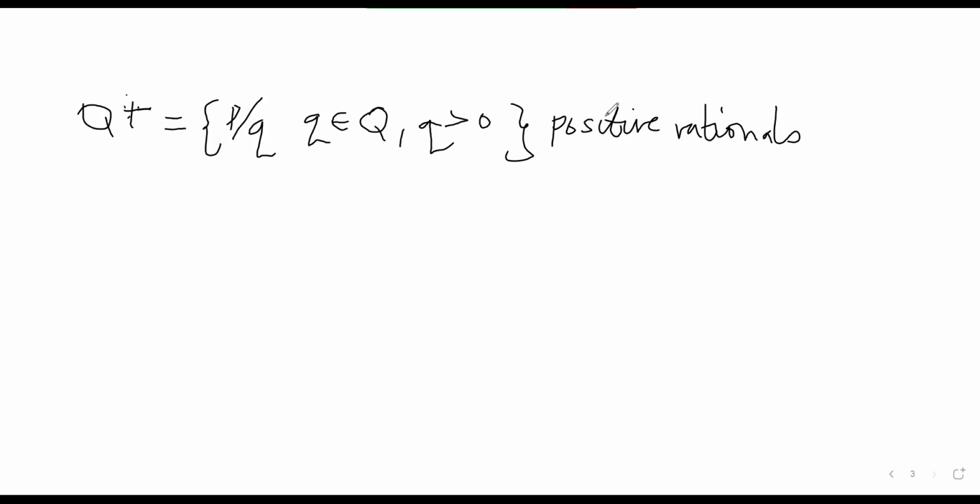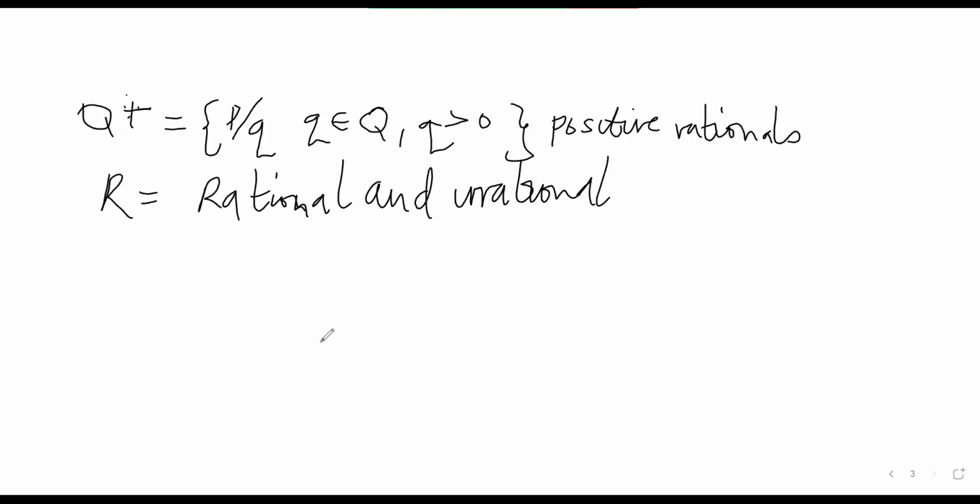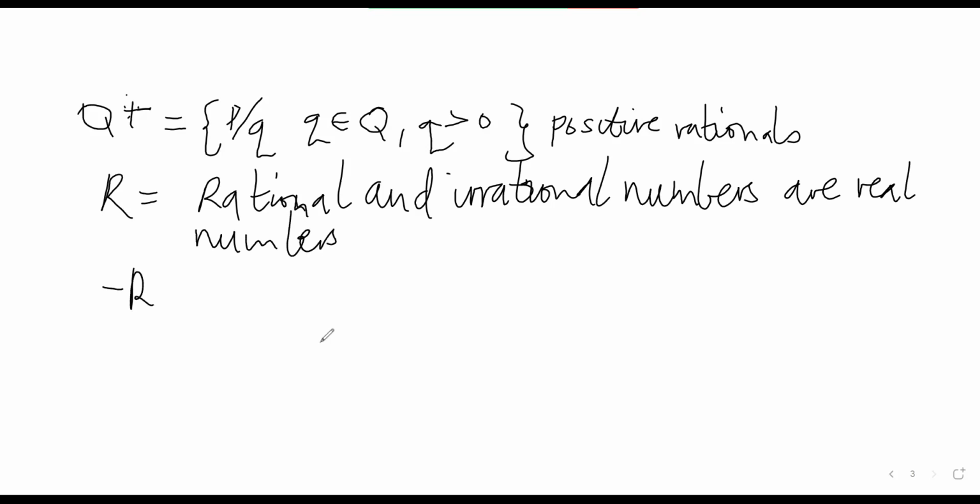Okay. Then you have real numbers. Real numbers are rational and irrational numbers. So the positive reals are real numbers which are positive.